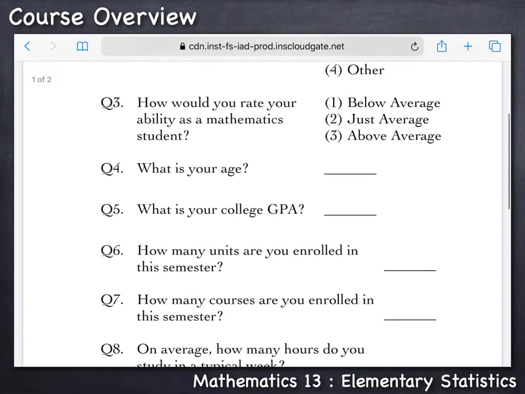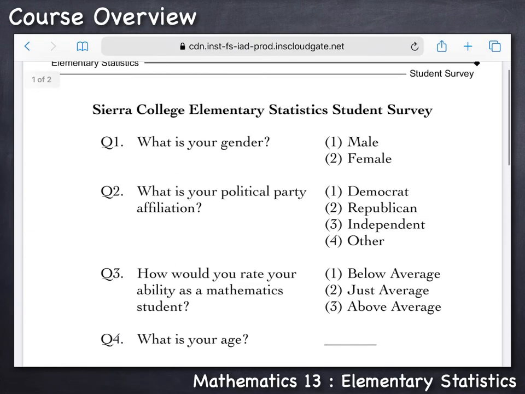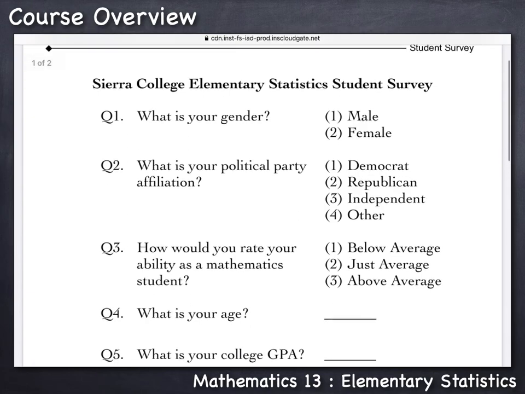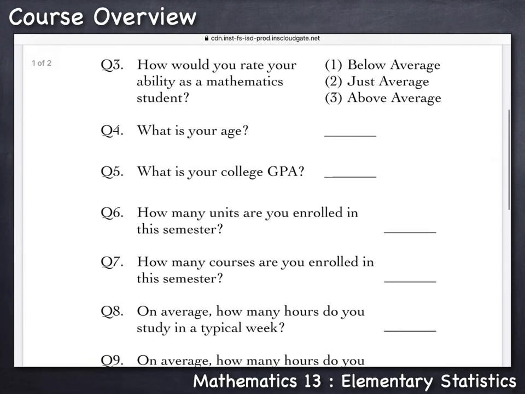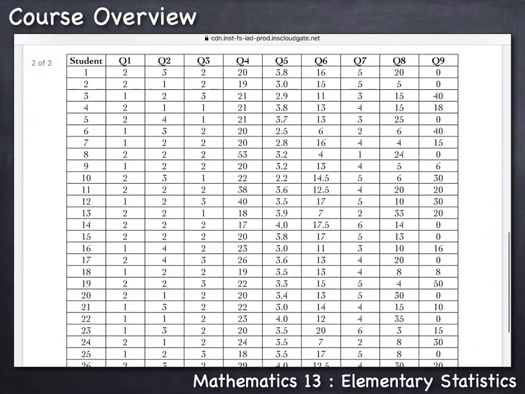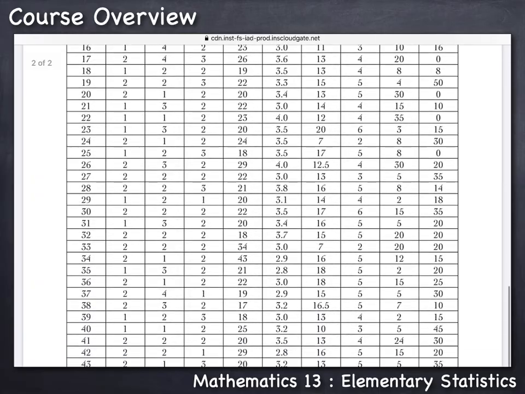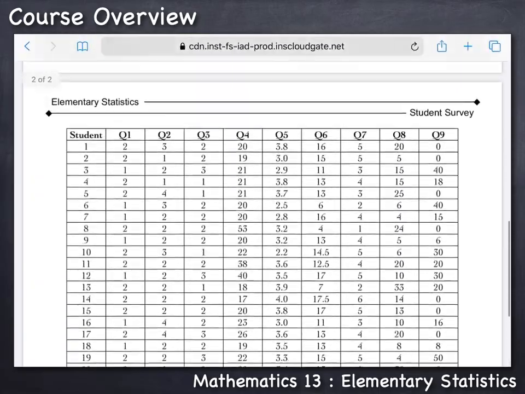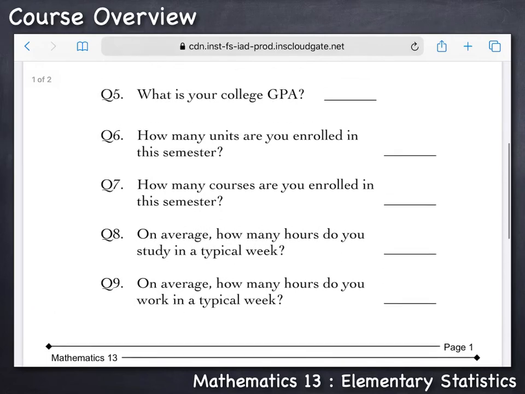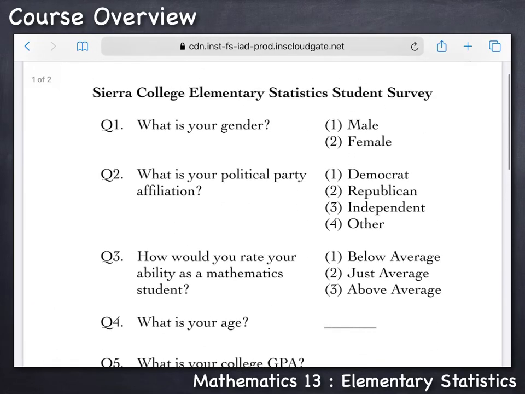This student survey data was collected from a random sample of 44 Sierra College Elementary Statistics students, just like you. These were the questions that they were asked on the first page, and then here's the resulting answers or data that was collected from all 44 students. You do not have to fill out this survey and send it to me. This is just giving you the questions that were asked and the data that we're going to be using in examples.